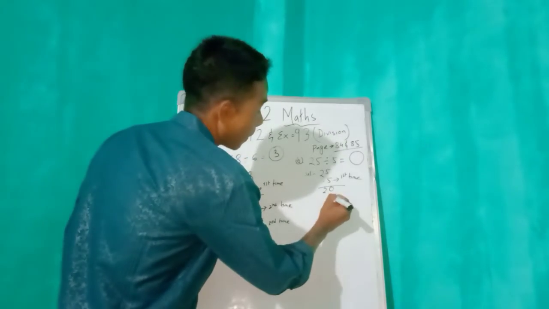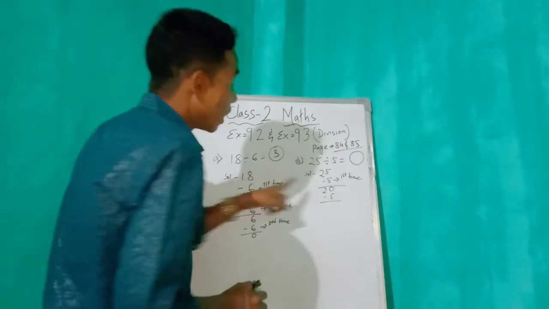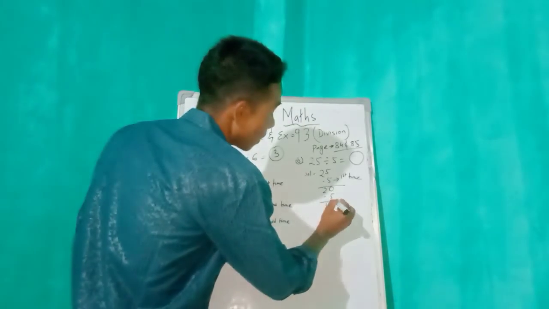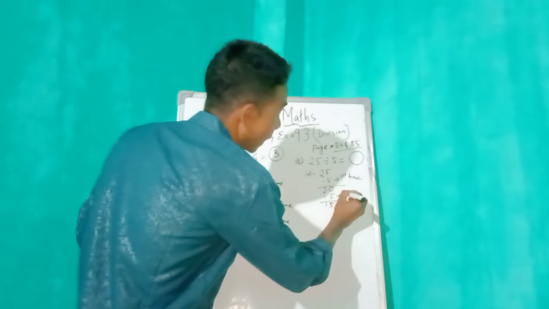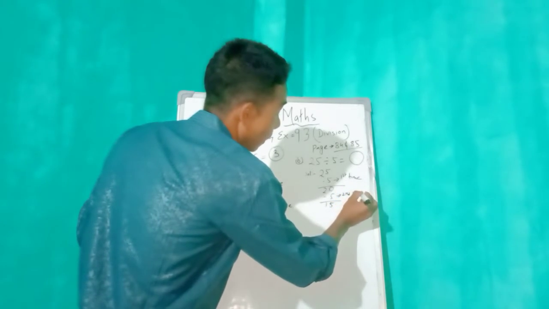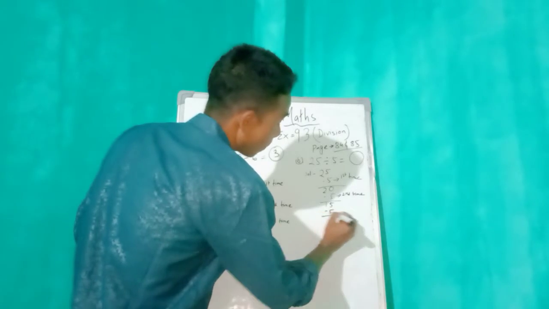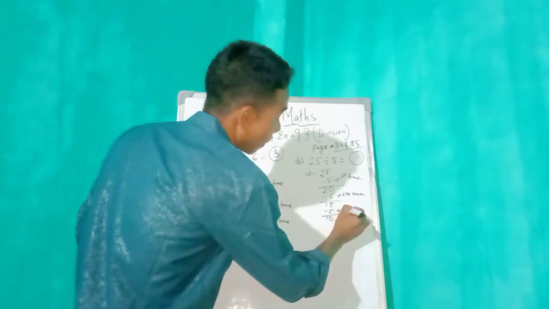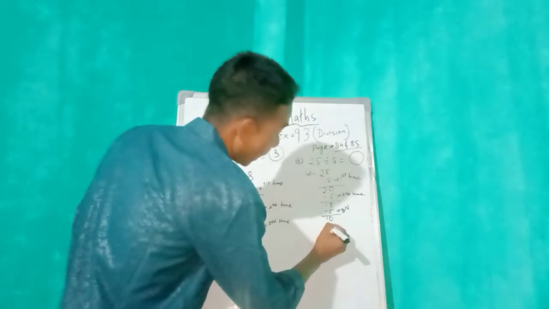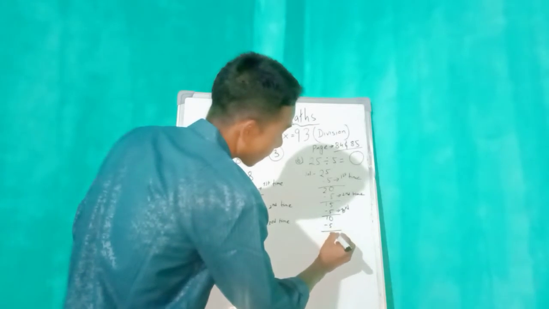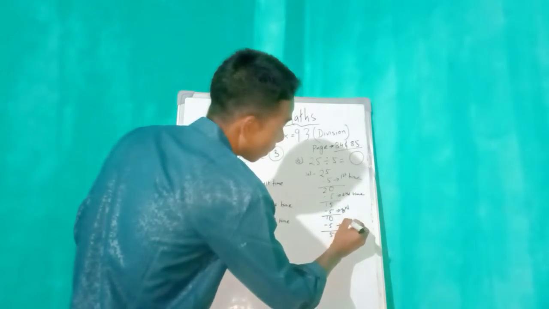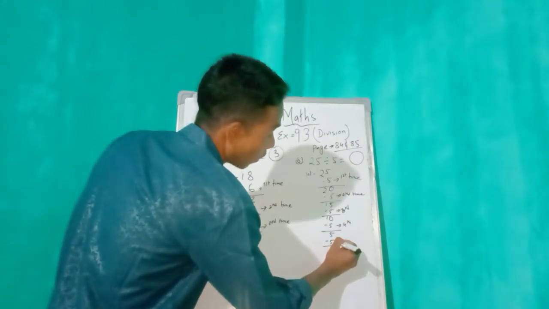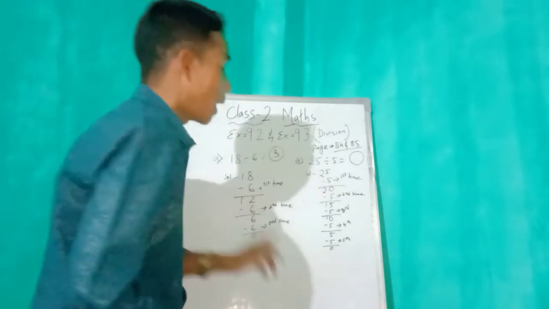Now again 5 here. This 5 will come like this, and we'll do minus. So now 15. This is the second time. And then 5, 10. This is the third time. And then now again 5. This is the fourth time, and 5. This is the fifth time.